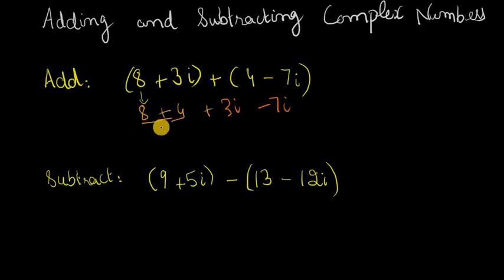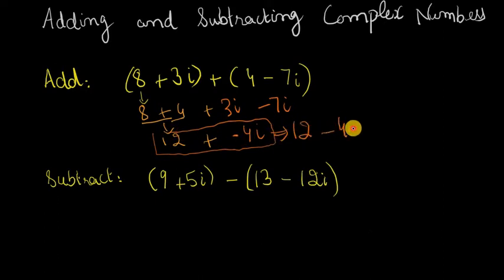So 8 plus 4, that's pretty straightforward. That's going to be a 12. And then a 3i minus a 7i. So you have 3 of something and you want to subtract 7 of something from it, and the something in this case is i, which is the imaginary unit. And so 3 of something minus 7 of something will just leave me with the negative 4 of something. So the answer would be a negative 4i. And so when you add these two complex numbers, the answer you get is 12 minus 4i.